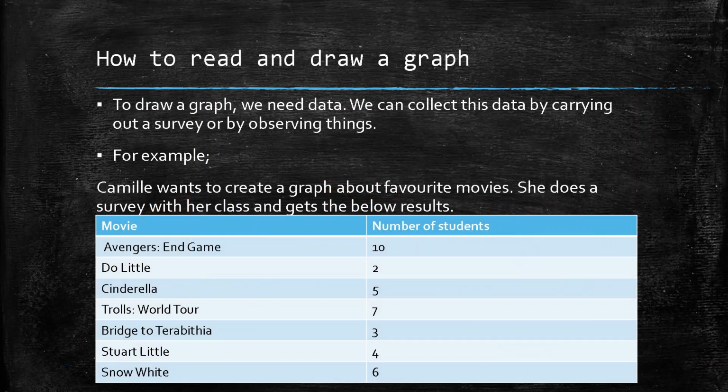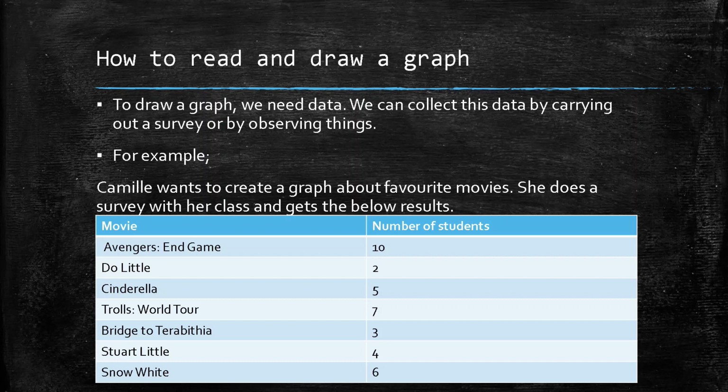How to read and draw a graph. To draw a graph, we need data, and we can collect data by either carrying out a survey or by carrying out an experiment. In other words, observing things.